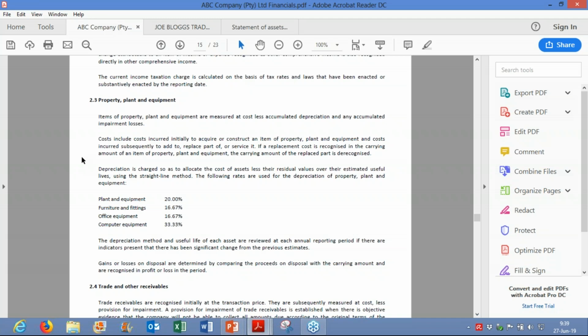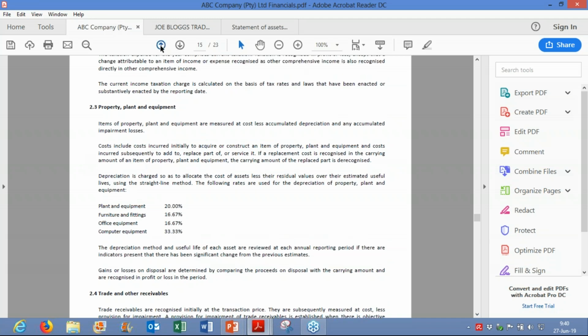If this policy had stated that they're carrying their property, plant, equipment at revalued amount, you would have expected to see a revaluation amount going through, which lies under your equity, as well as that amount being reflected in your PPE. So it's completely different. And that is why it's important to understand your accounting policies, because those are your building blocks as to how your financial statements are prepared.